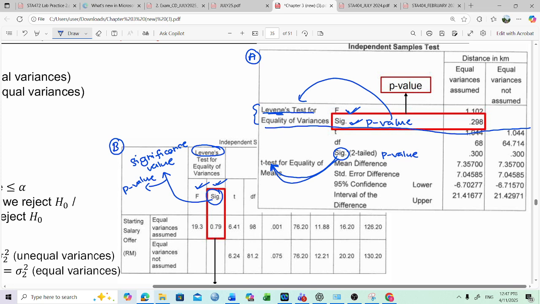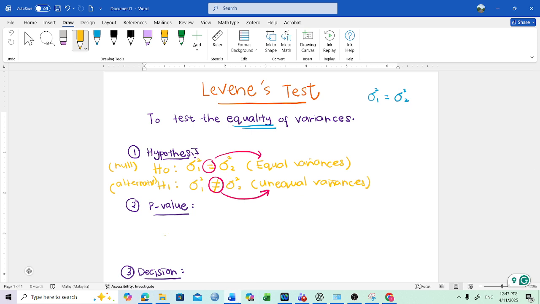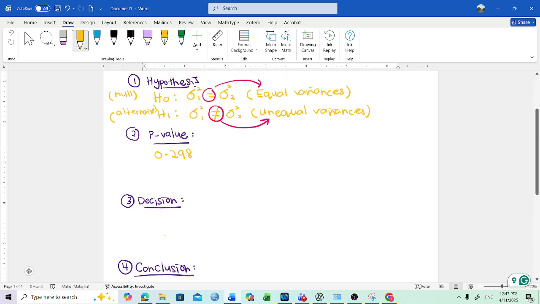Take the example of table A. The p-value here is 0.298, meaning we have 0 in front of the number. So just take this value, 0.298, from table A. And then you just state the p-value. The value will be given based on the output, so please take the value carefully.